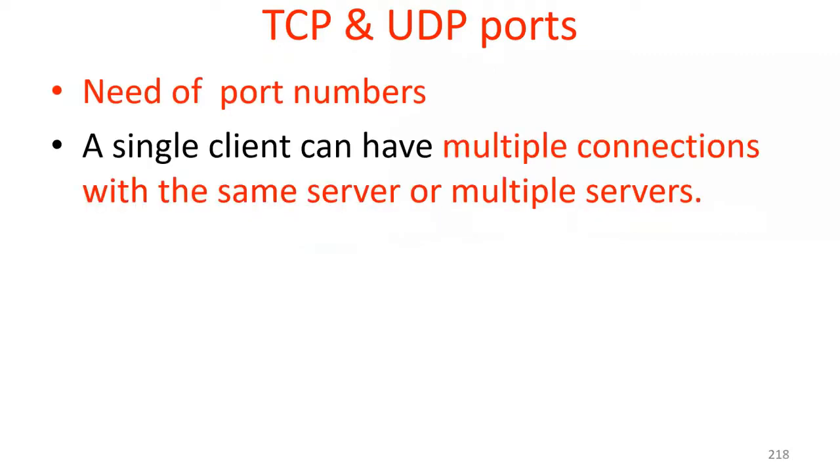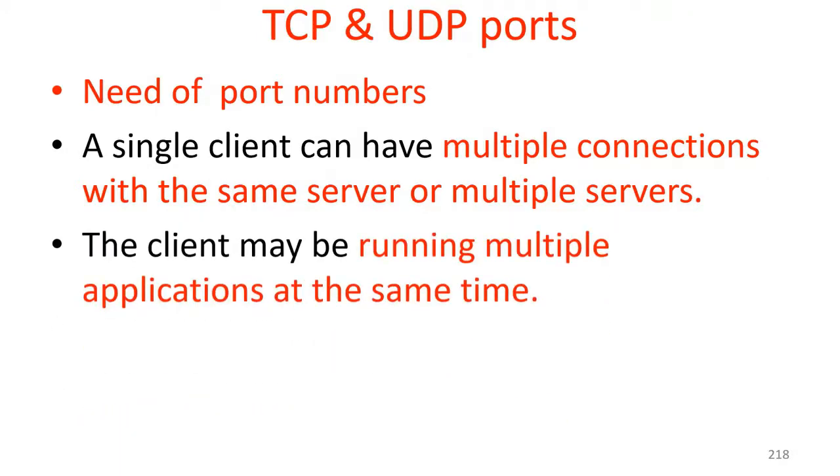And then what is the need of port numbers? A single client can have multiple connections with the same server or with multiple servers. For example, I am using this system and connecting with multiple servers. I connect with the Google server, and at the same time I connect with the Microsoft server, and at the same time with the freshersworld.com server. That means the client may be running multiple applications at the same time. I should be able to run multiple applications at a time.